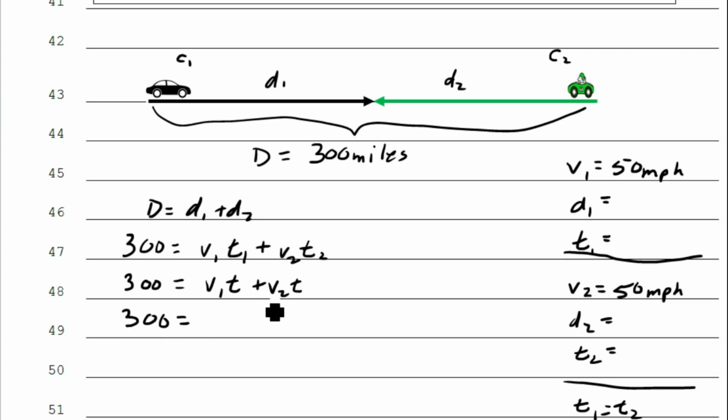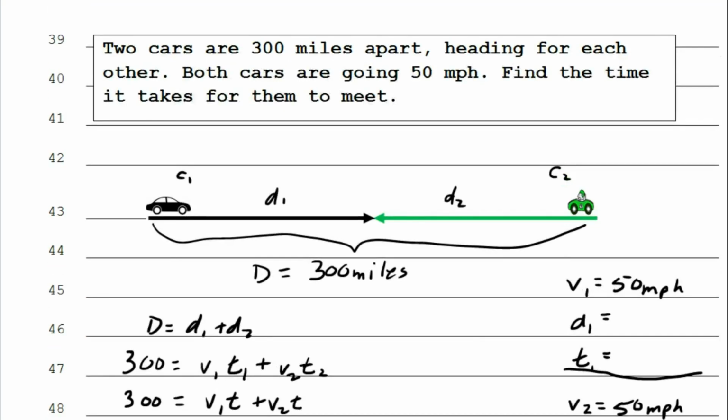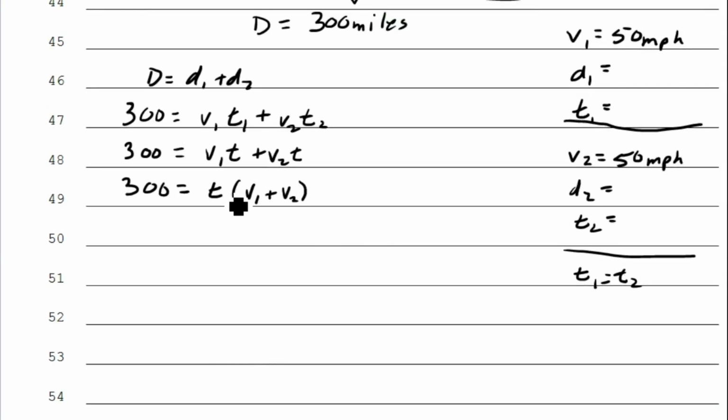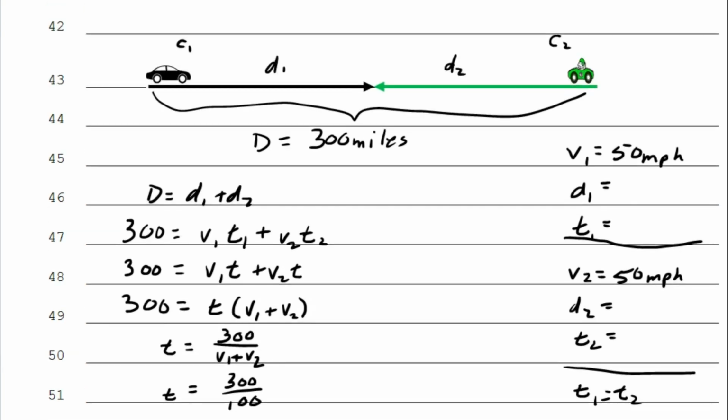And factor out a T from this side, you'll have T times V1 plus V2. And moving the T over here and dividing both sides by V1 plus V2, you'll have 300 divided by V1 plus V2. And plug in the values, the time will be 300 divided by 100. Time is 3 hours. In 3 hours, they'll meet.